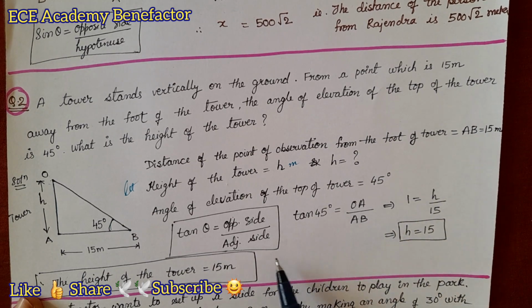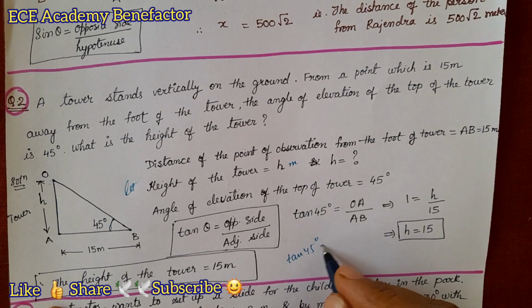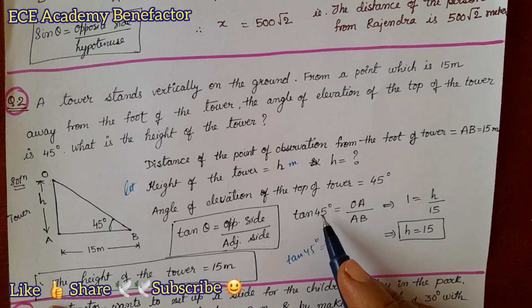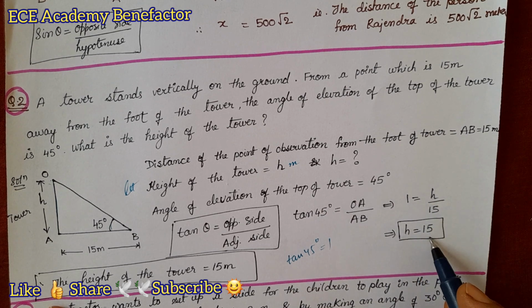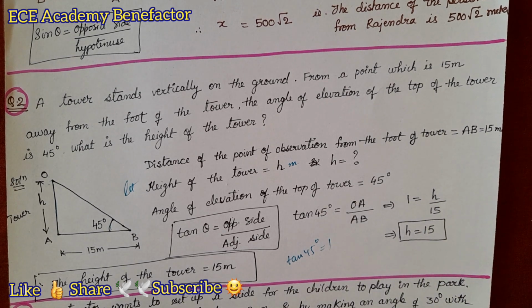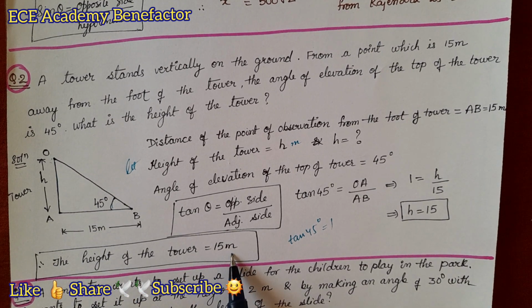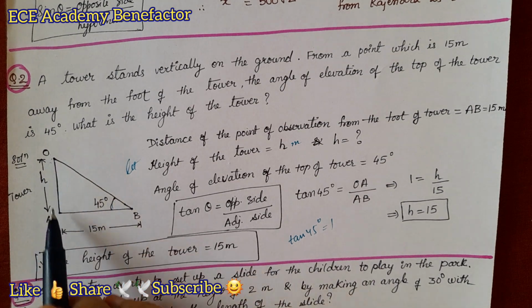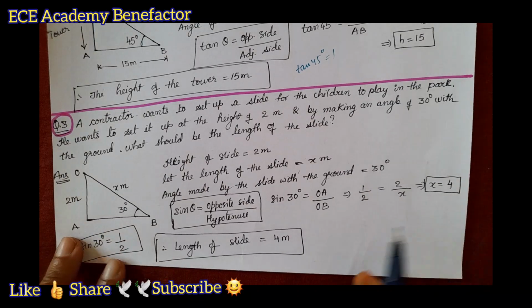Tan 45 is how much? Tan 45 is 1. So, substitute tan 45 as 1: 1 equals h by 15. On cross multiplying we will get h as 15. So, what is the solution? The height of the tower is 15 meters. Let us see the third problem.